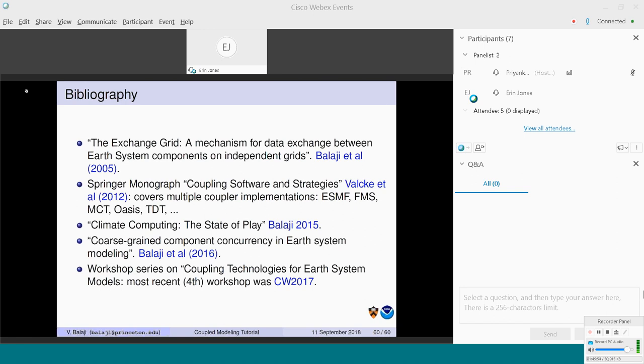And then here, the last, we'll go through all of them, but roughly every 2 years there's a workshop on coupling technologies. It has about 50 attendees from around the world. It's really nice. The last one was 2017, so there should be one next year. I don't remember where. It should be nice.